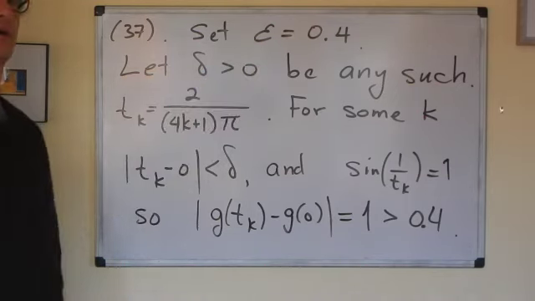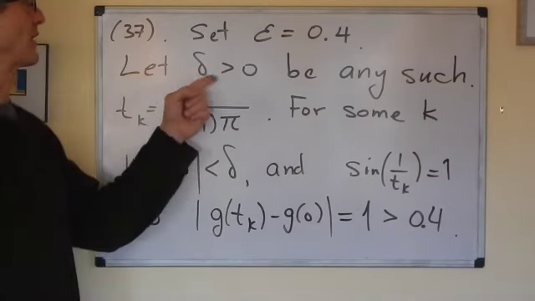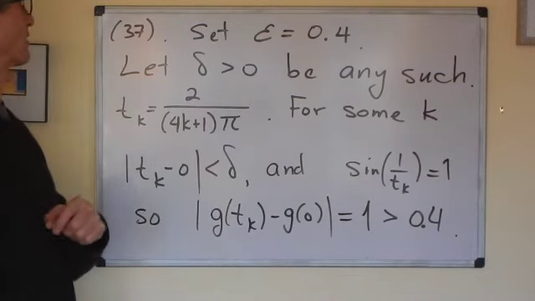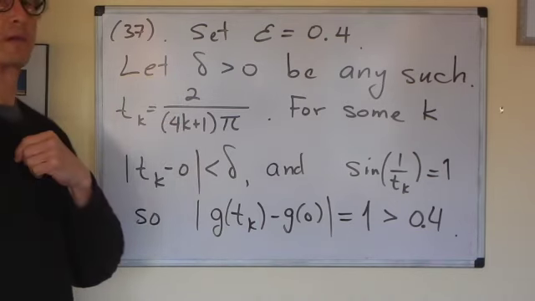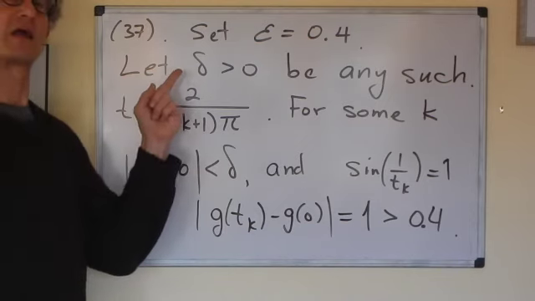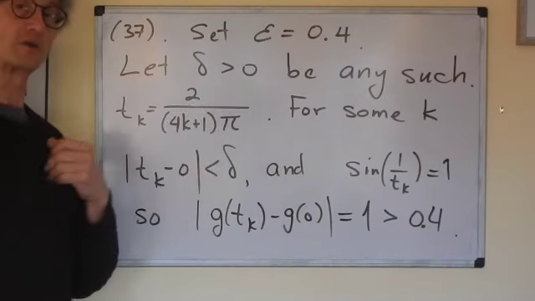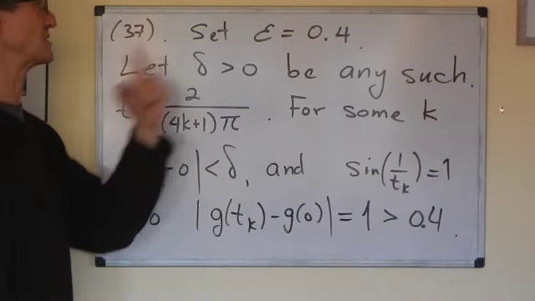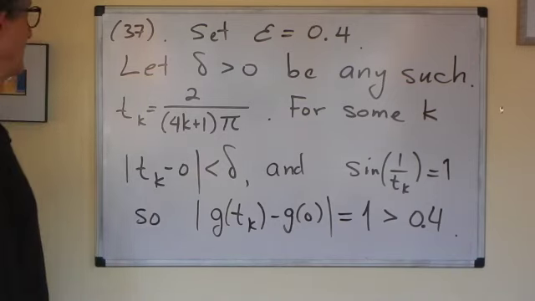Now, what's supposed to happen? It's supposed to happen that there is a delta so that when t is within delta of 0, the difference between g of t and 0 is within 0.4. So that there does not exist a delta means that for any delta bigger than 0 that we might choose, what's supposed to happen doesn't happen. So we need to show that no matter what positive delta is chosen, the tolerance of 0.4 is not met.